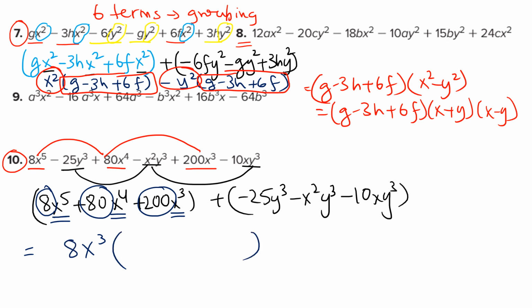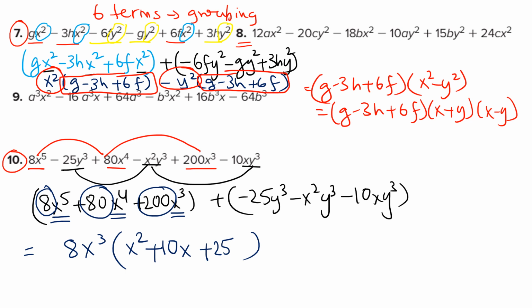Let's see. From x5, I take x3. So x2 is left. What should I multiply to 8 to get 80? 10. From x4 I take x3, 1x is there. And plus, what should I multiply to 8 to get 200? You can use your calculator to simplify, it will be 25. Now come to the second bracket.